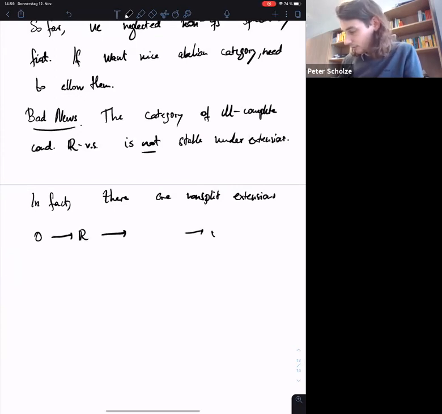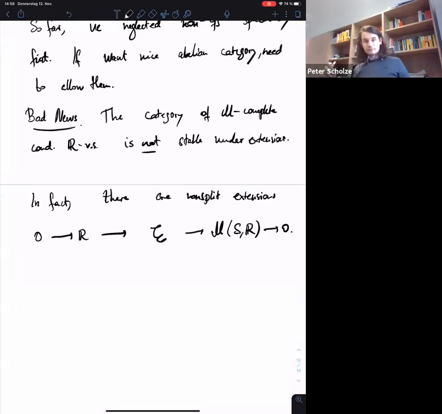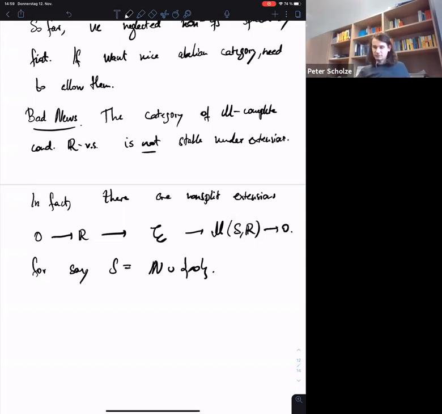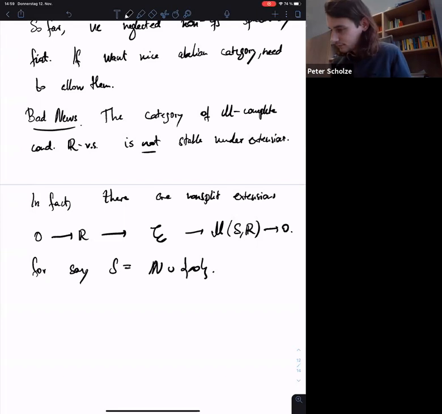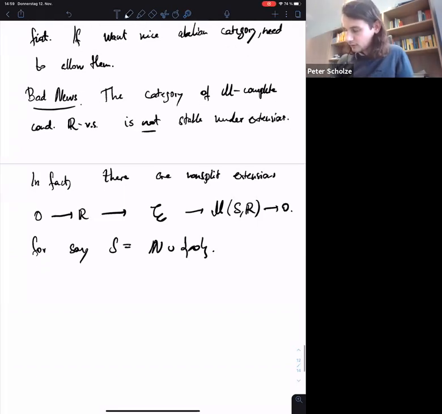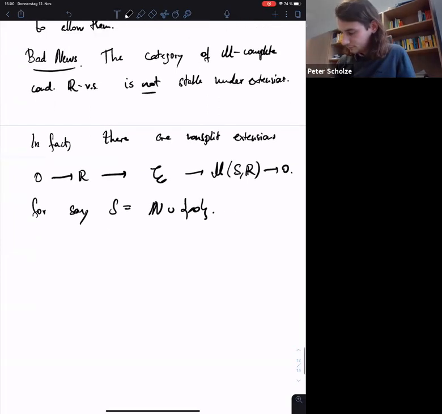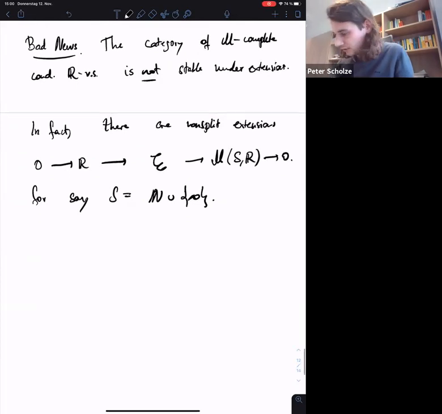So this comes back to the question that Arthur asked about some of the higher Ext in this duality between Smith and Banach. It can happen that we have non-trivial Ext groups between a space of measures and the reals, for, say, S equals N union infinity, and basically all infinite profinite sets. Well, not all. Well, anyway, this one.